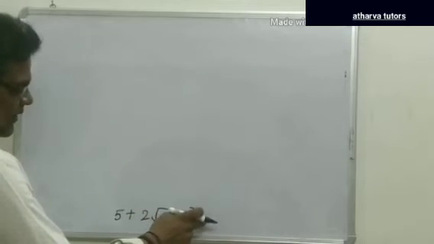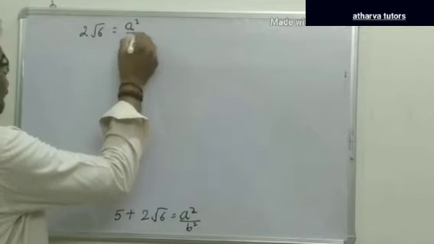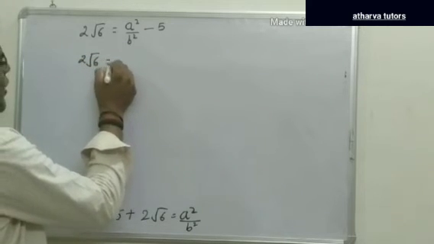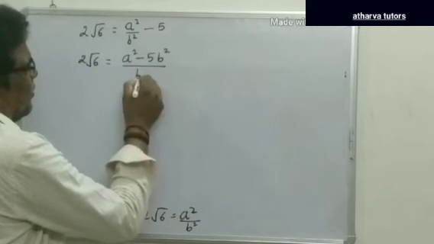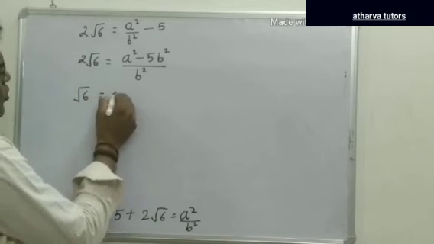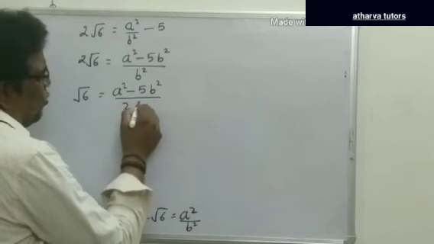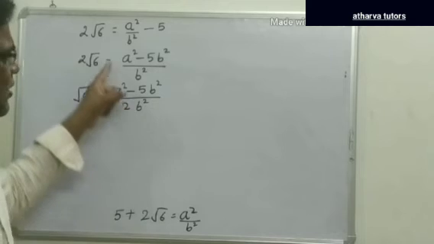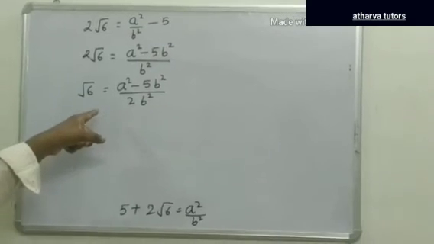Now this 5 I can take to this side. So I will write 2 root 6 equals a square upon b square minus 5, or 2 root 6 equals, taking LCM here, a square minus 5b square upon b square. Now this 2 also I can take here. So root 6 equals a square minus 5b square upon 2b square. Hope you all understood how I have done this. Well, when you do it yourself, then you understand it better.